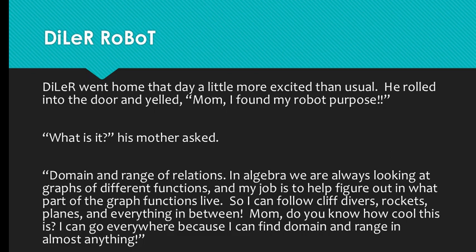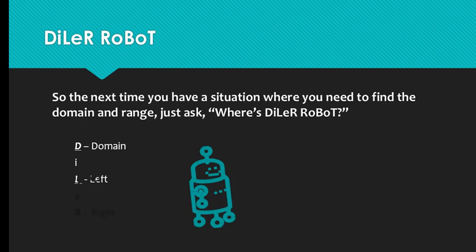Mom, do you know how cool this is? I can go everywhere because I can find domain and range in almost anything." So the next time you have a situation where you need to find the domain and range, just ask, "Where's Diler Robot?" If it's domain, remember left to right, and if it's range, remember bottom to top.